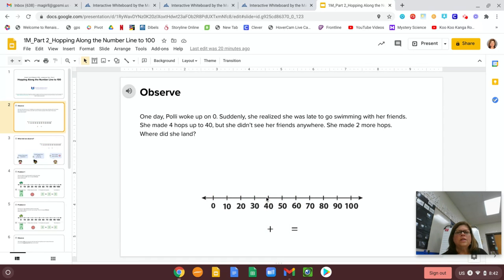But she didn't see her friends anywhere. So she made 2 more hops. 1, 2. Where did she land? Watch her again. She landed on 60. 40 plus 20 equals 60, right?